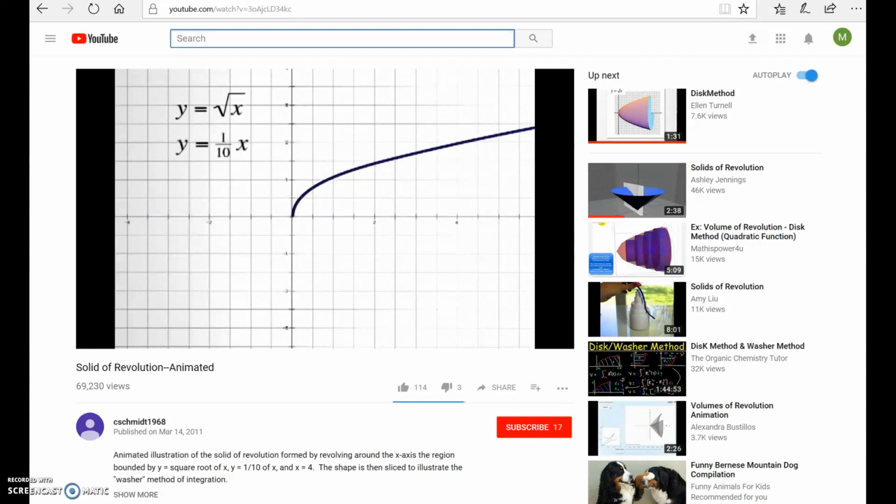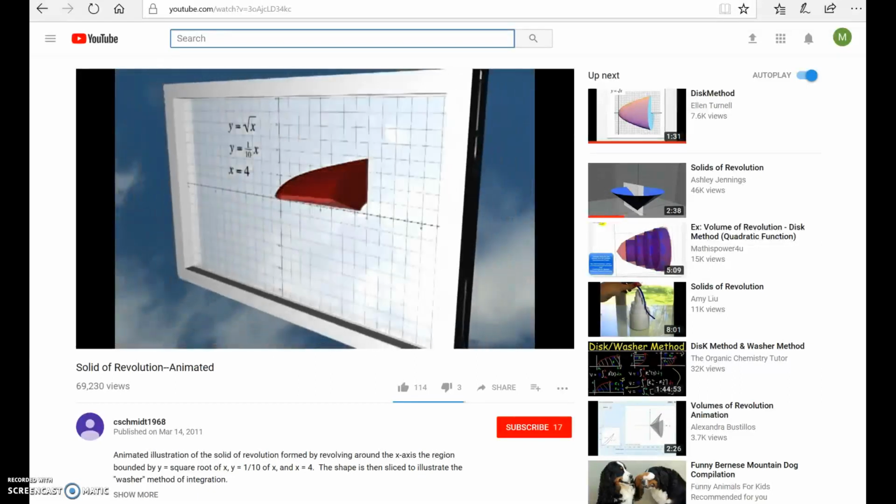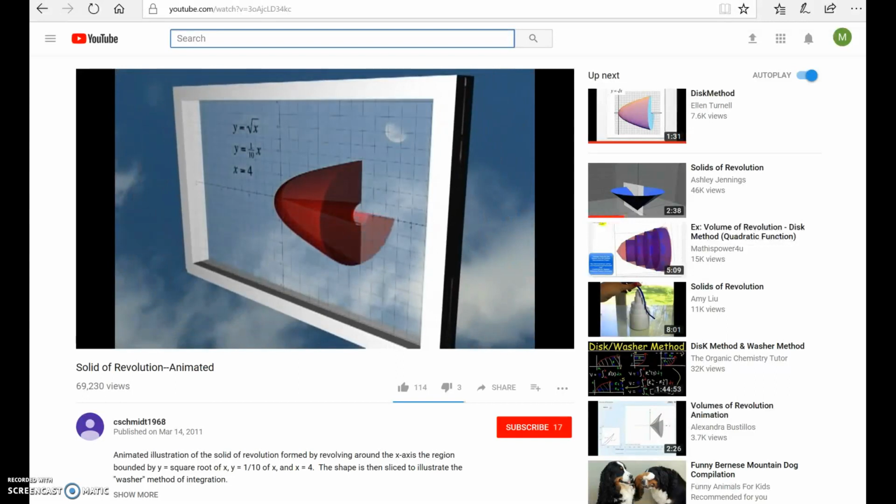So in all the problems we're going to be looking at here, we're going to start by bounding a region in the plane, like the video is doing here, identifying that region, and then we're going to rotate it around a line, either a horizontal or vertical line. So here, we're going to rotate this region around the x-axis. And it's going to create a shape that looks like this.